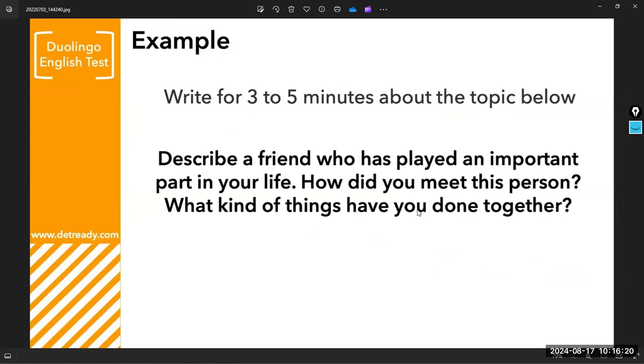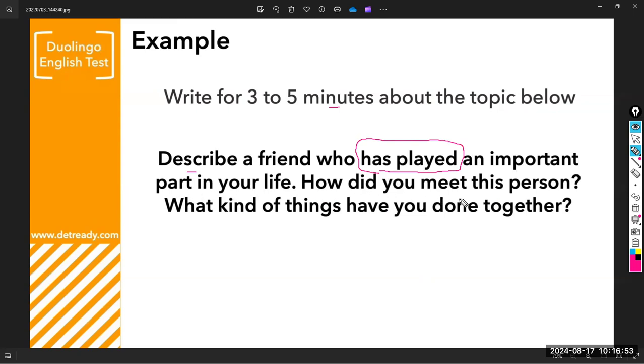Now, guys, let me show you this topic, and absolutely, I have to show you a sample answer. After that, we will practice. So the prompt is saying, write for 3 to 5 minutes about the topic below. Describe a friend who has played, holy God, this is the present perfect, the recent past. So describe a friend who has played an important part in your life.